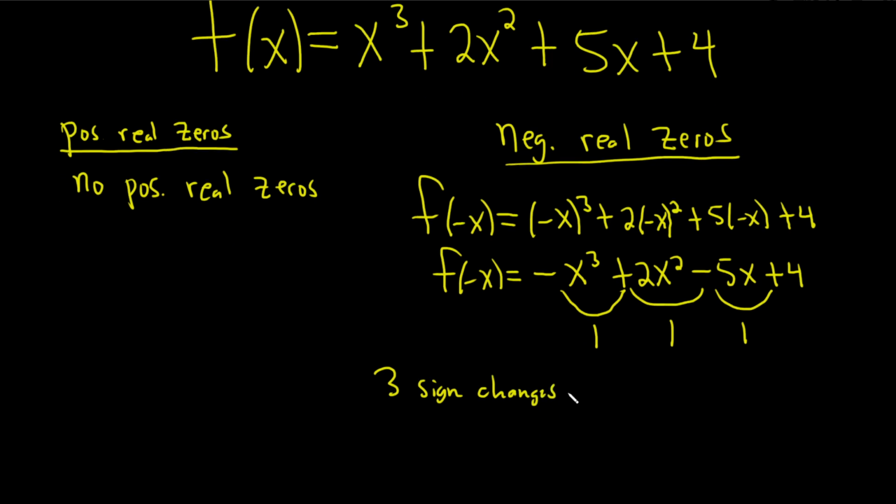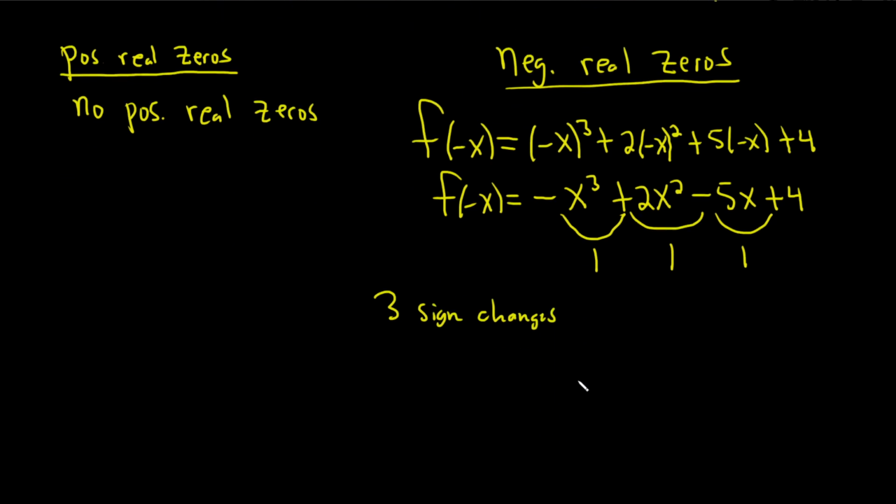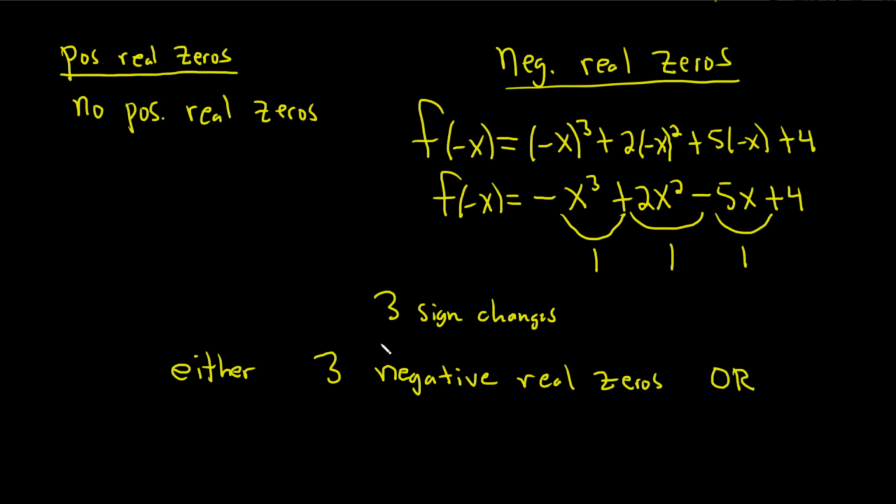And so what you do now is, because you have 3 sign changes, you have the following. You either have 3 negative real zeros, because we have 3 sign changes, or, and then you just subtract an even number. So in this case, 2 is the only even number. We can't subtract 4 because it'll put us at a negative. So 3 minus 2 equals 1 negative real zero.